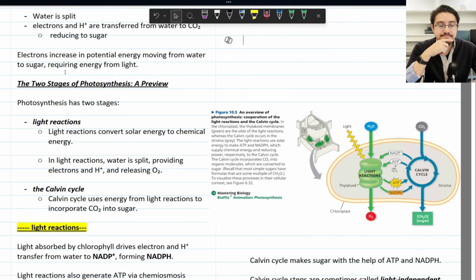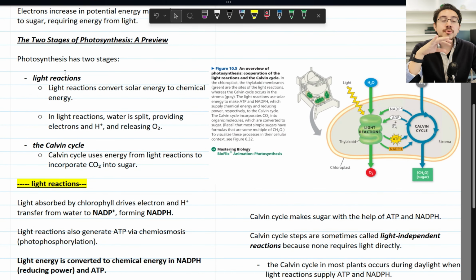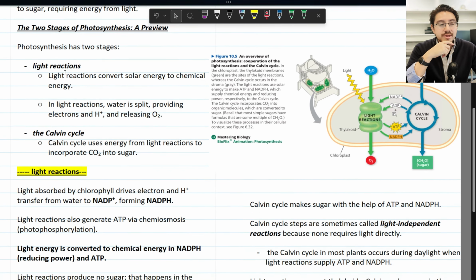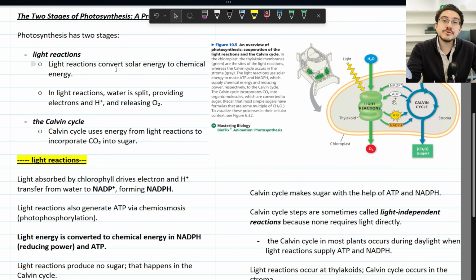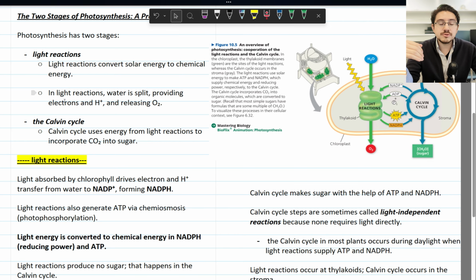Okay, so just giving a preview of what's to come in this process of photosynthesis, we have two stages. Light reactions, also referred to as light-dependent reactions. And then you have light-independent reactions, which is ultimately the Calvin cycle. In light reactions, you have a conversion of solar energy or light energy to chemical energy. Okay? And this is what you really need to know, the inputs and the outputs of each of these reactions.